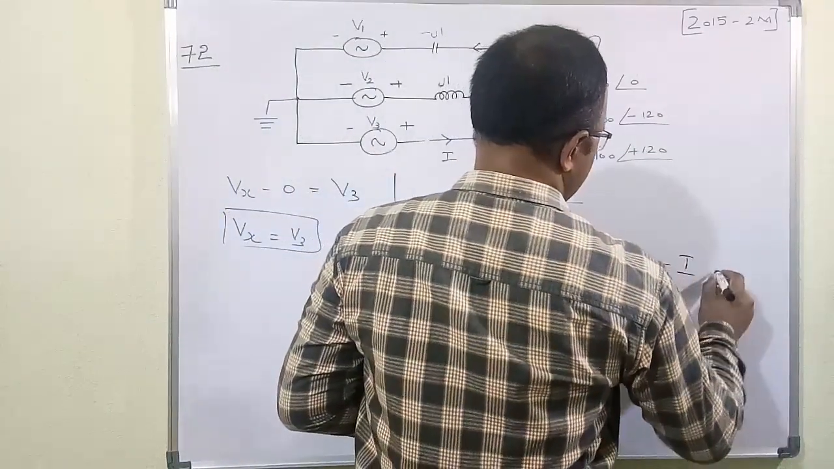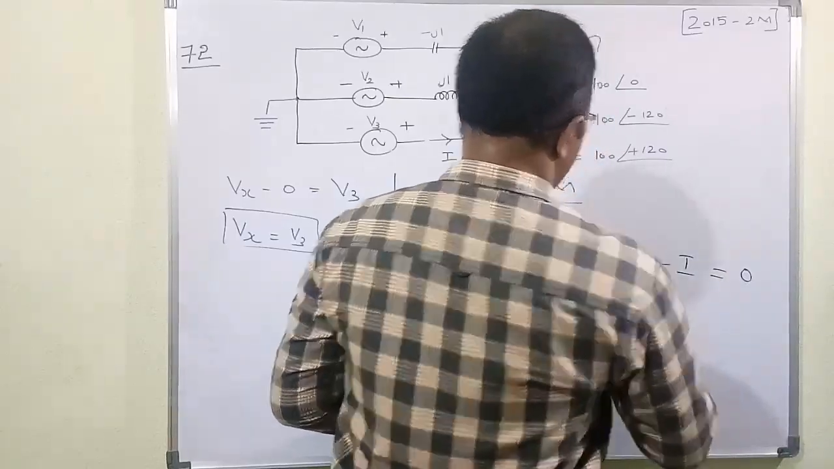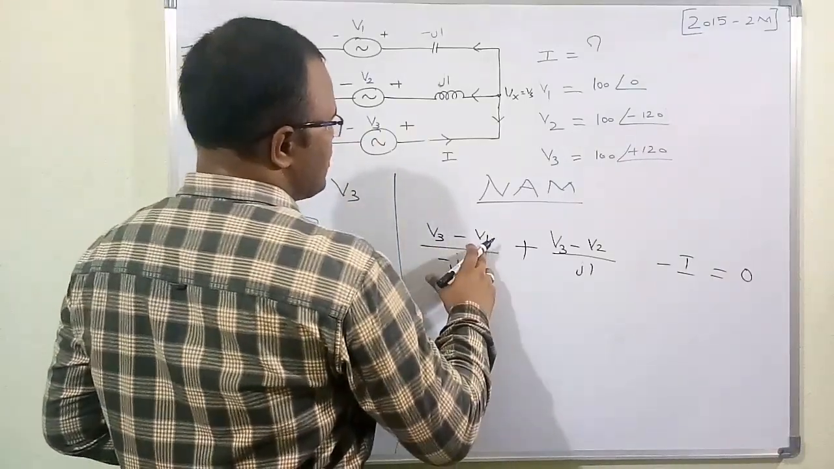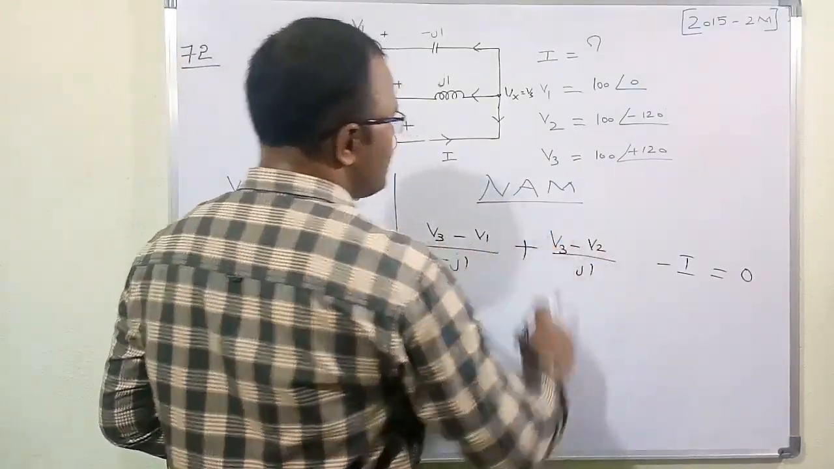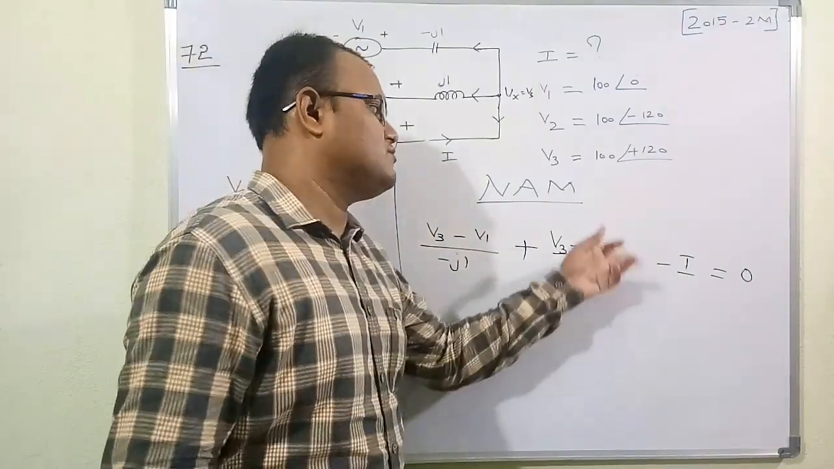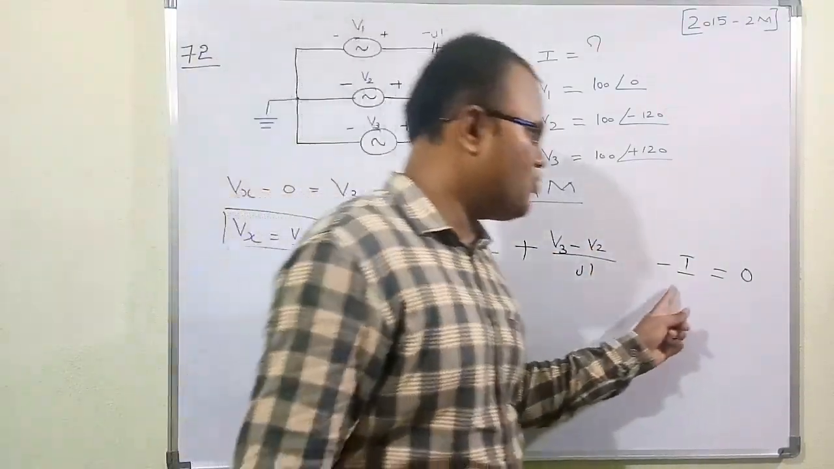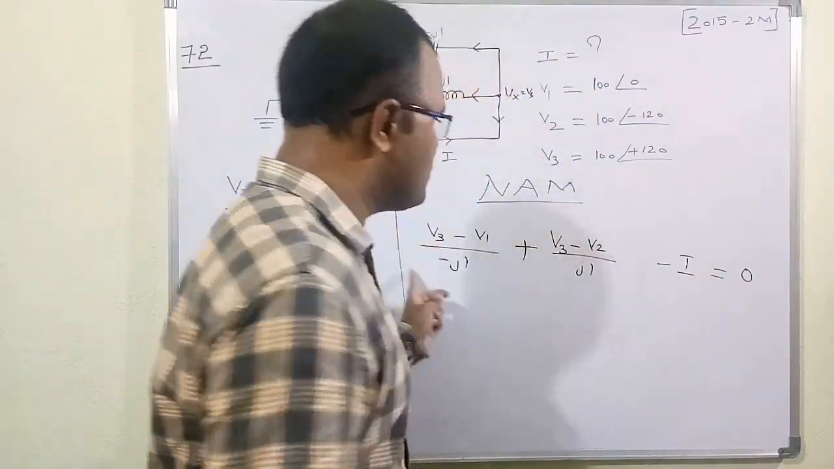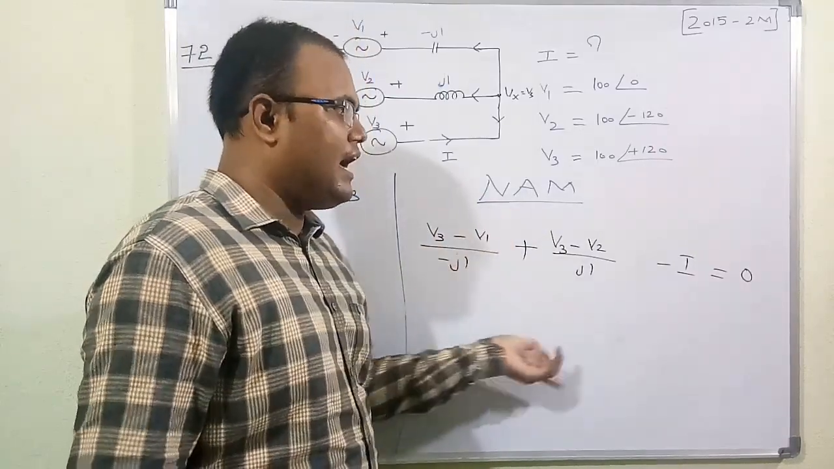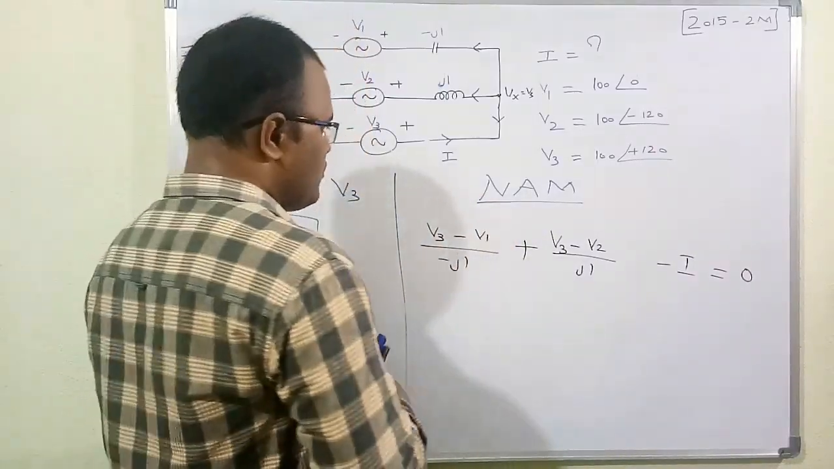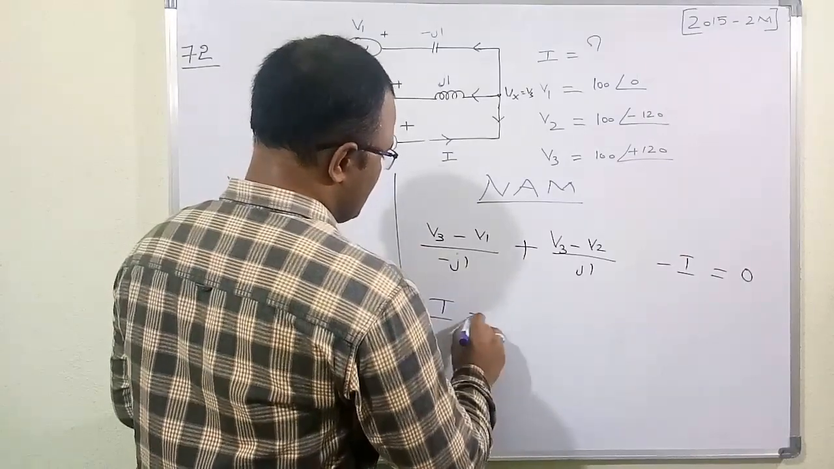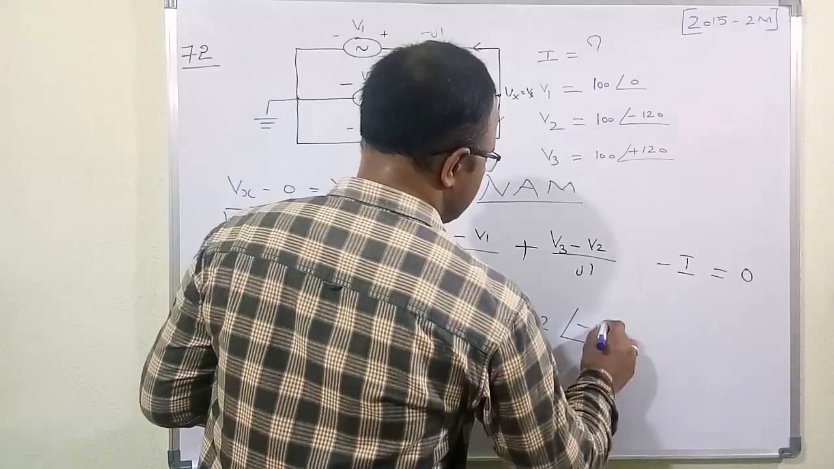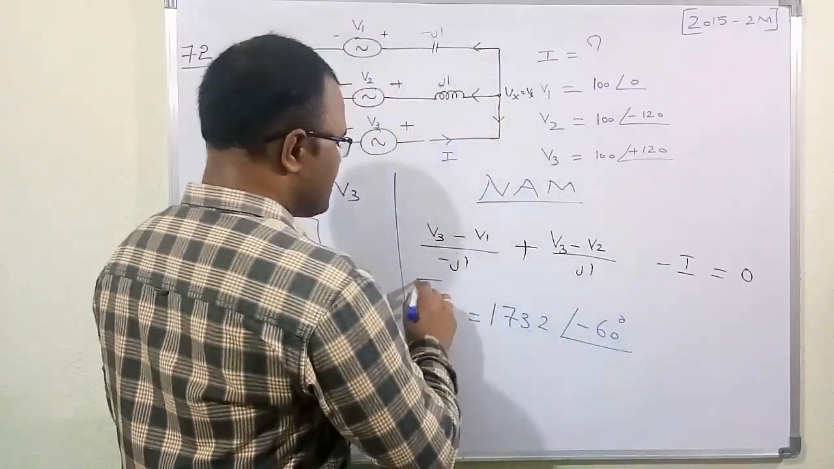So therefore minus A is equal to 0. So now we know the value of V3, we know the value of V1, and we know the value of V2. All these things we know, V1, V2, V3. In this equation only one parameter is unknown, and the remaining parameters are known. So by substituting all those values and after simplification, we will get the answer I is equal to 173.2 at an angle of minus 60 degrees. This is our required solution.